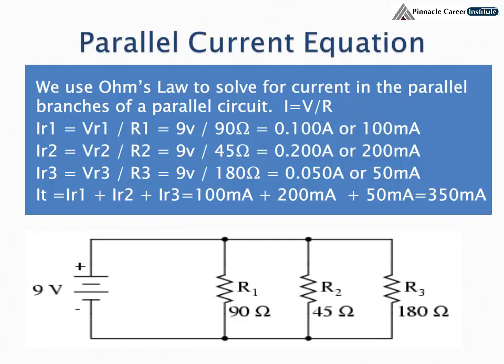We can solve for our total current 2 different ways. We can add up the current drops on each of the branches, IR1 plus IR2 plus IR3. This should equal I total, which in this case is 100 milliamps plus 200 milliamps plus 50 milliamps equals 350 milliamps. This will also equal the total current if we take our total voltage divided by our total resistance.